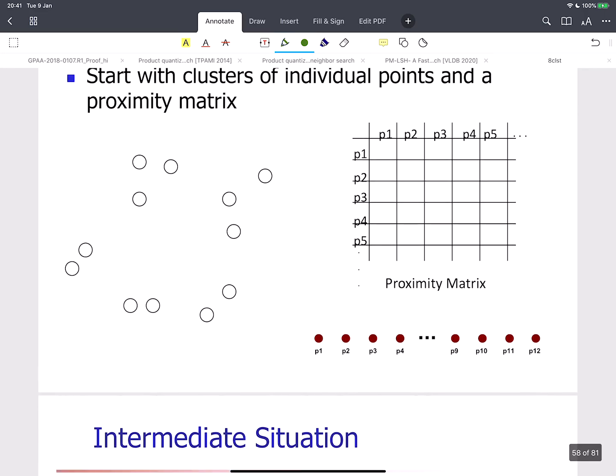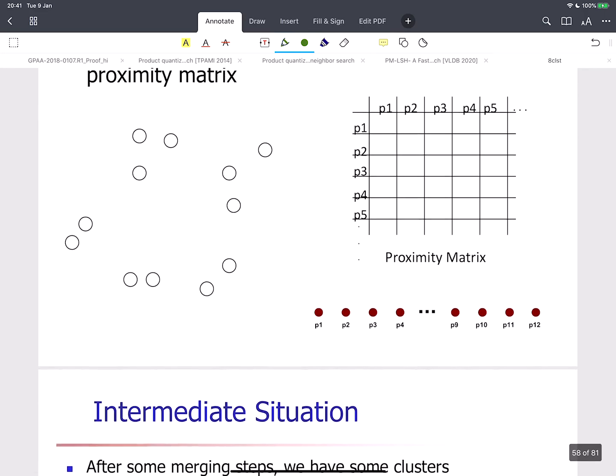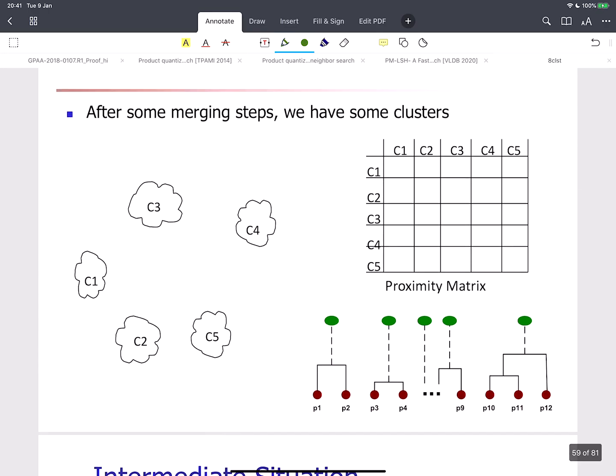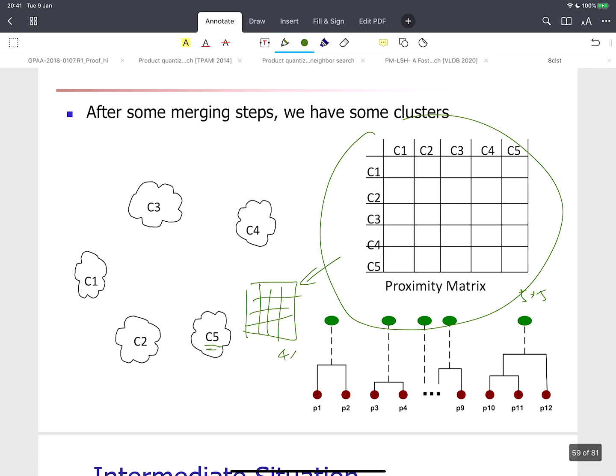Just to give you a graphic example, you start with everybody, so you have P1 up to P5, and let's say you still have other points. Then gradually, in the general case, they are going to form into clusters, right? So let's say they form into 5 clusters. The matrix is going to be 5 times 5. Now we are going to choose two to merge. No matter which two you choose to merge, the matrix needs to be updated so that it becomes 4 times 4, right? Let's say you decide to merge C2 and C5 into C25.